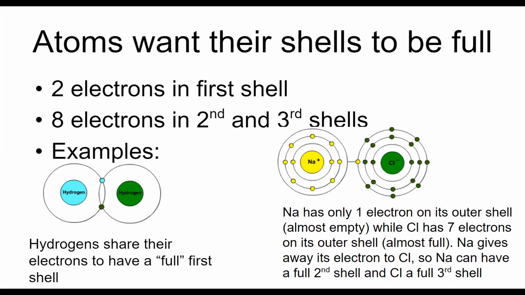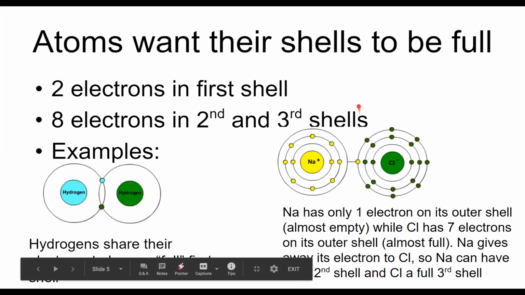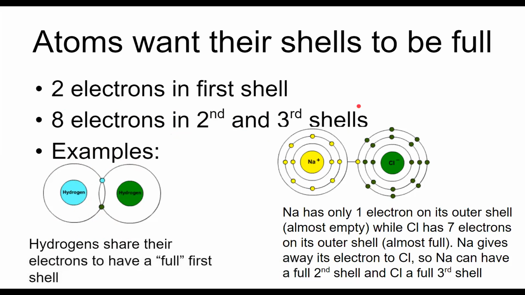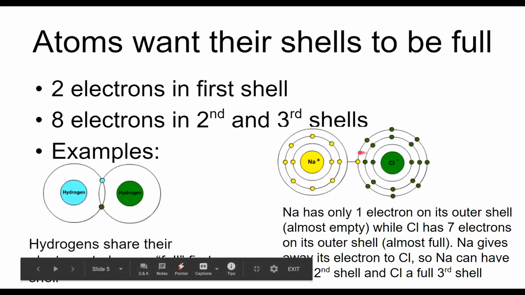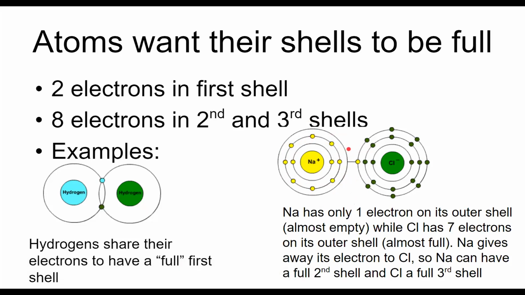So this is one way that atoms work together in order to fill up their outer shells. Another way is that sometimes atoms will donate their electron to other atoms that are looking for electrons. Sodium is one of the examples that we talked about. It has 11 electrons, so it has 2 on the inner shell, 8 on the second, and only 1 lone electron on the third shell.